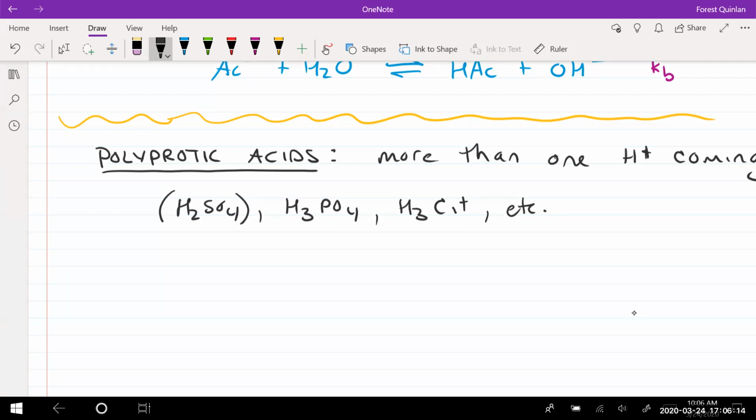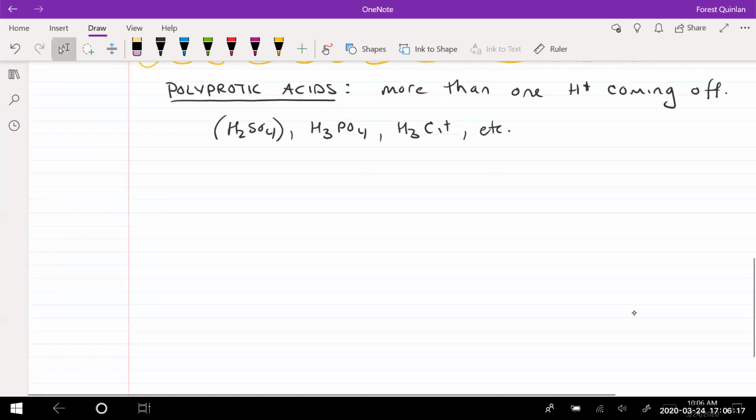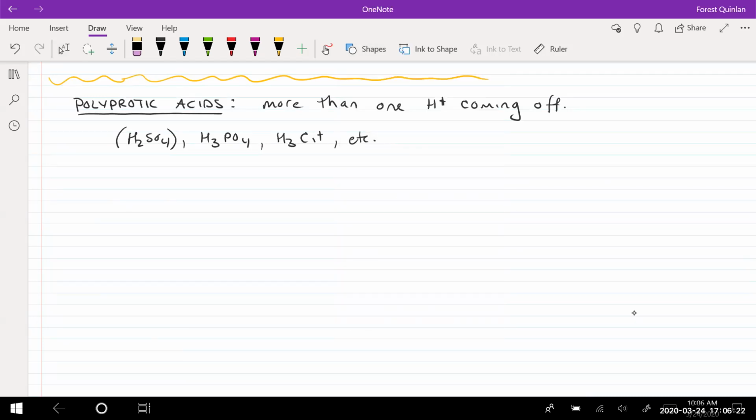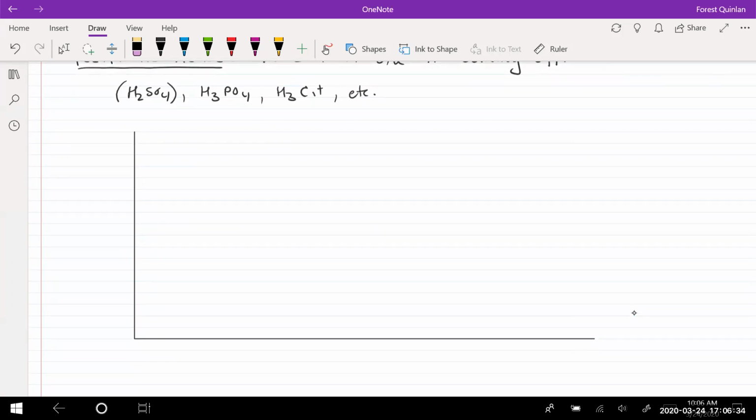I'm going to draw something. This is going to be glorious. Ready? Shapes. Bam. Because I know how to do this now. Is that going to be big enough? Let me get a little bit bigger. Oh, nice. All right.